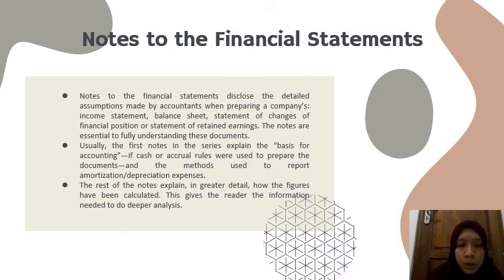Usually, the first notes in the series explain the basis for accounting, if cash or accrual rules were used to prepare the documents, and the methods used to report amortization or depreciation expenses. The rest of the notes explain in greater detail how the figures have been calculated. This gives the reader the information needed to do a deeper analysis.